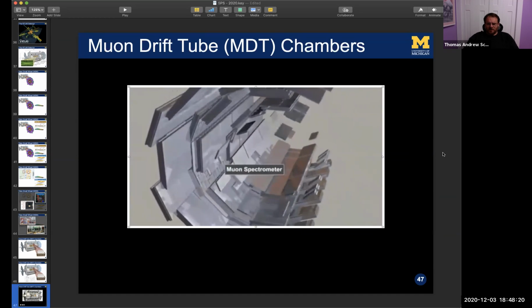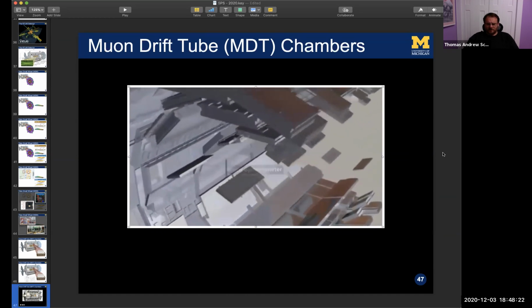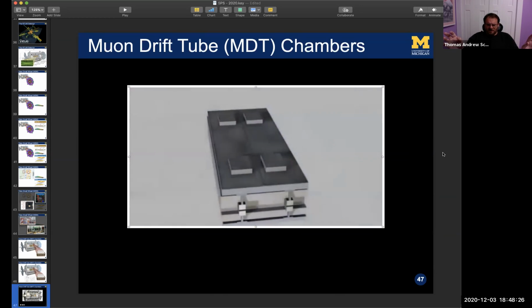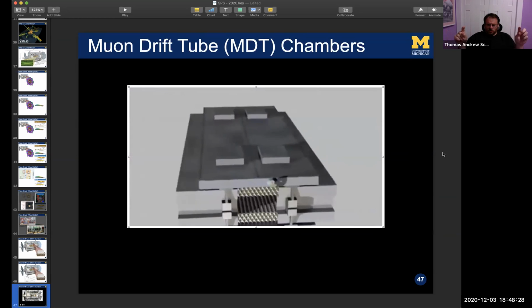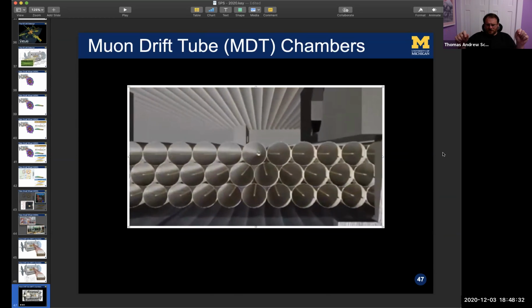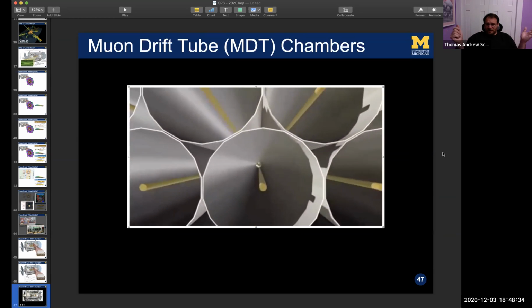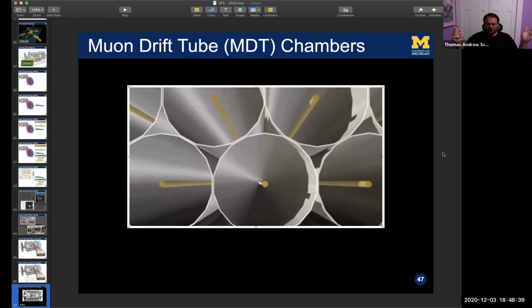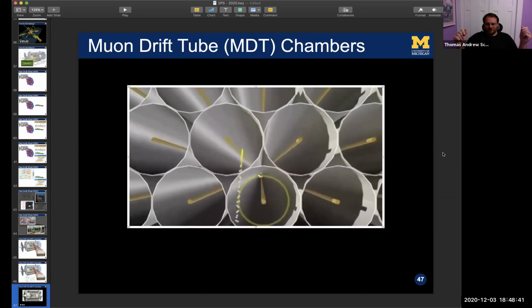Okay, so these are all the pieces of the muon spectrometer. They're kind of separated away. Inside each one of these are all these little sets of tubes. So there they are. Okay, they're all glued together. That's basically it. A precision glue gun is what's used.